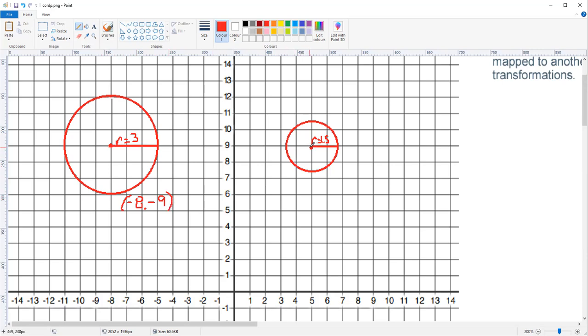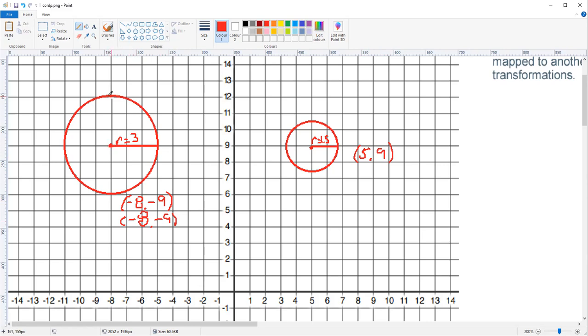This one's center point is 5, 9. This one's is 5, 9. Right, so first I'd have to dilate this at a point of dilation of negative 8, 9. So the center point, I want to dilate this at the center point.